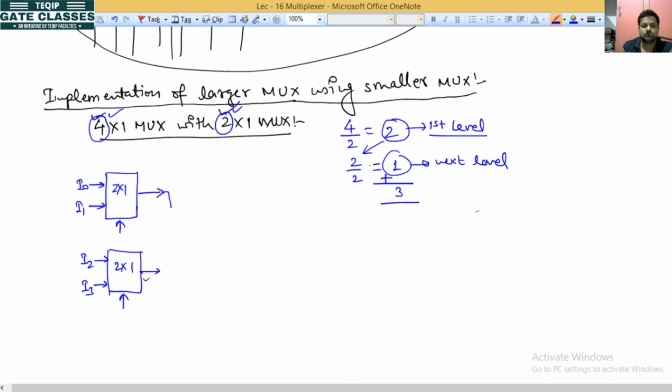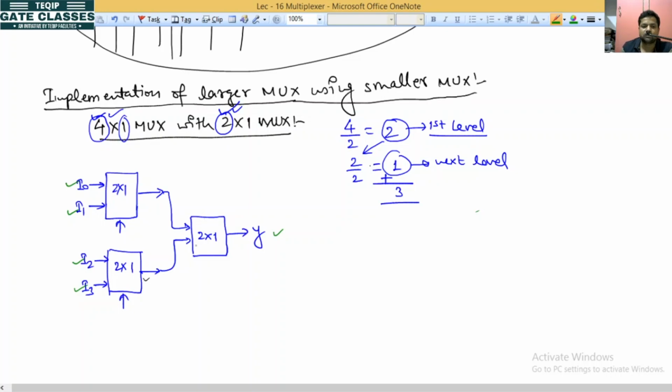So with these two outputs we will connect one more 2x1 mux. So how many outputs will we get? One output, because we have to get only one output. Here we are getting two outputs, so you have to add one more 2x1 mux so that we can get only one output. Now we have 4 inputs, 1 2 3 4 inputs, and one output, that is a 4x1 mux.